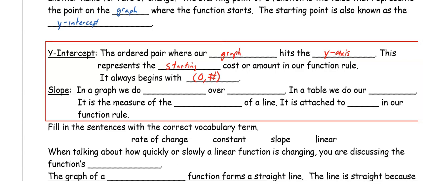For slope, in a graph, we do our rise over run. In a table, we use our jumps. It is the measurement of the steepness of a line, and it is attached to our x in the function rule. So let's fill in our sentences with the correct vocab term.